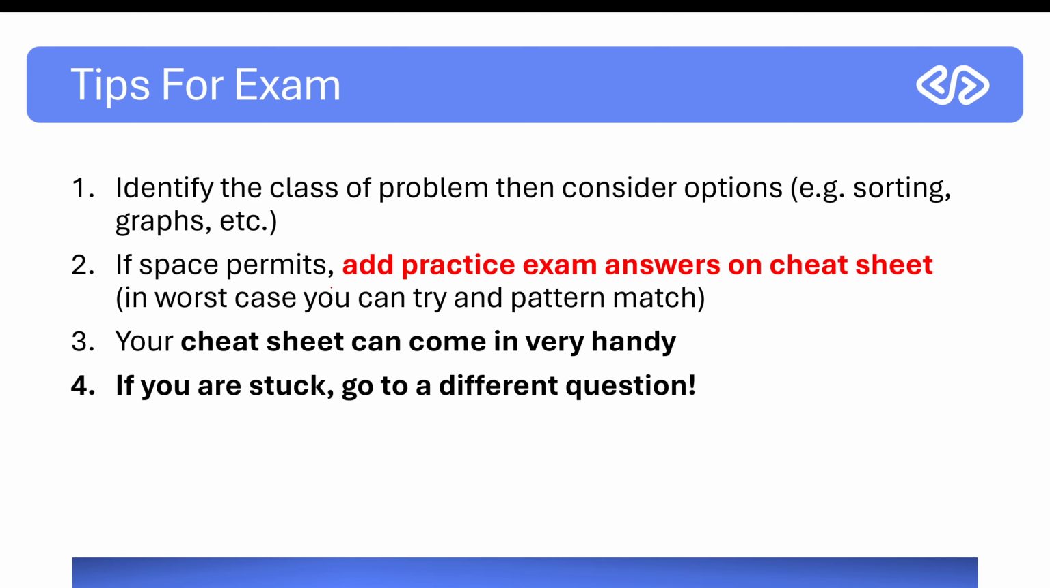Then my second one, since you have the cheat sheet, last year we had a textbook. With the textbook, we couldn't control what's in it, but we had the whole course. Basically, you guys can control what is on your cheat sheet, which I think is very powerful. I would probably suggest, if space permits, you put some answers to the practice exam on your cheat sheet. Because I'm predicting it's going to be very similar, so in the worst case you can try to pattern match your questions.